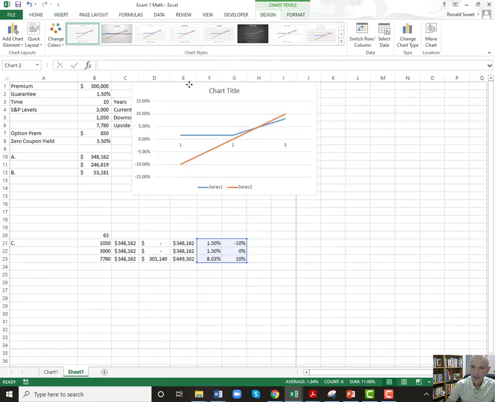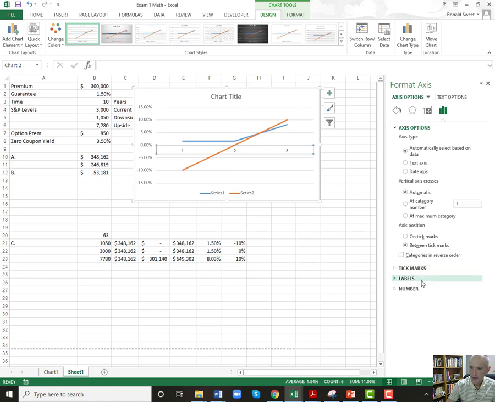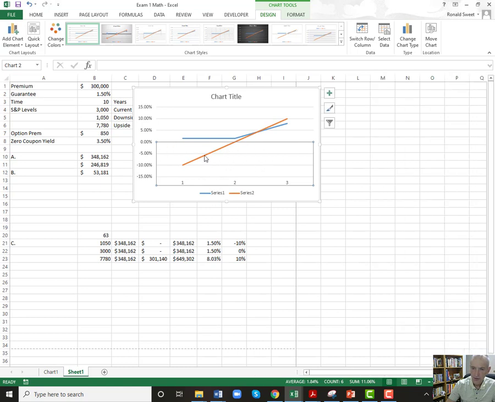So there's our chart. What we want to do is add an x-axis. First thing, I don't like the axis labels to be near the axis. I like them to be low. I don't like negative numbers. I don't like numbers going through my graph. And the other thing we're going to do is we need to add the points.